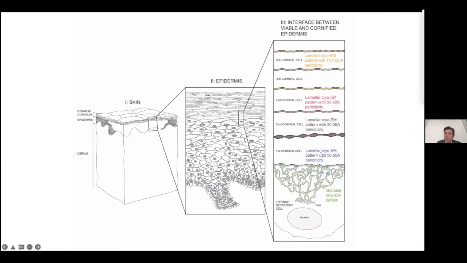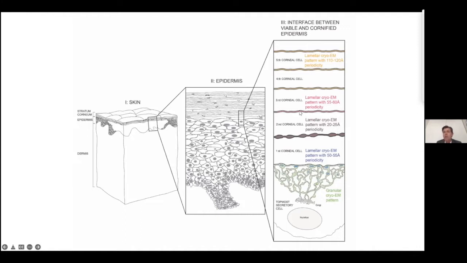If we move up one step to the extracellular space between the first and second stratum corneum cell, we don't see this lamellar 50-55 angstrom pattern, the blue pattern here, anymore, but we see a different pattern, which is brown here, which is more fine lamellar and with a periodicity which is much smaller. It's 20 to 25 angstrom only, so 2 to 2.5 nanometers.